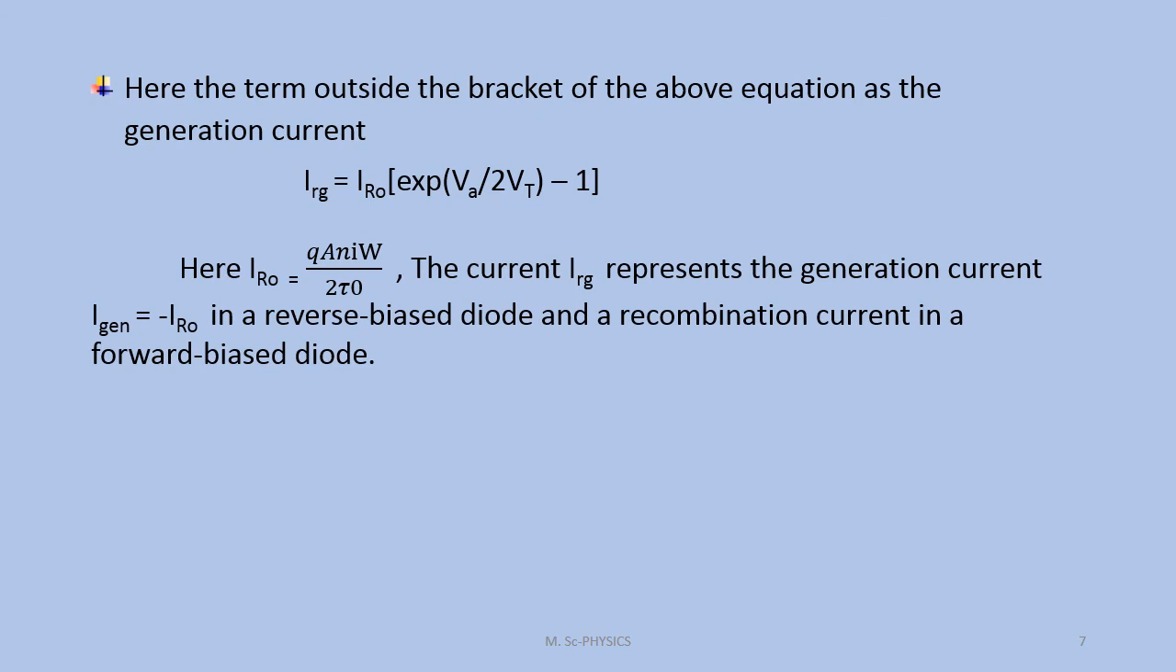The current I_RG represents the generation current. Therefore, the generation current I_GN is equal to minus I_R0 in a reverse biased diode, and it is a recombination current in a forward biased diode. This is the difference between the ideal diode and the real diode with the generation recombination current.